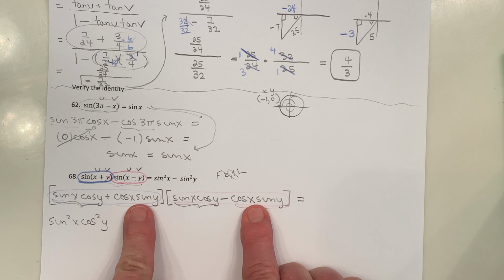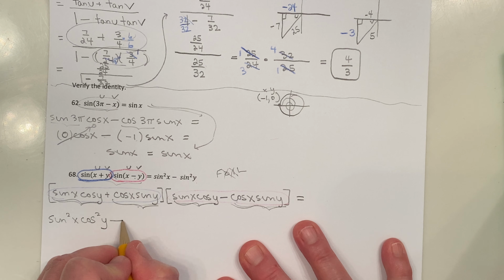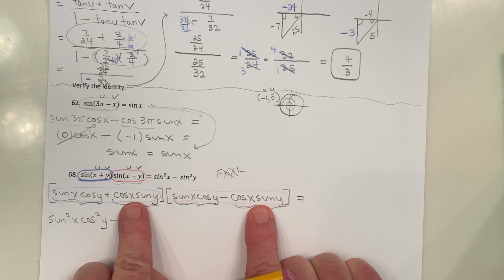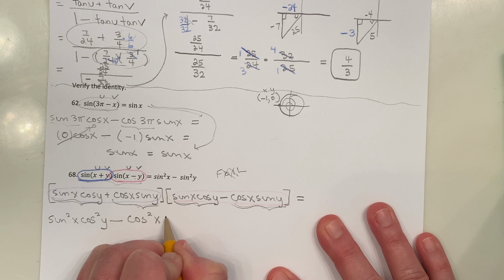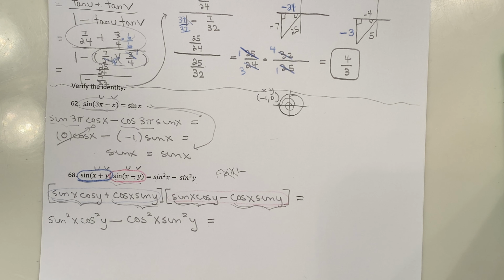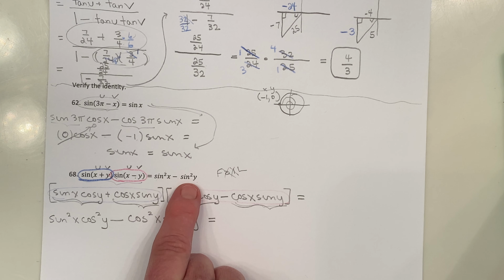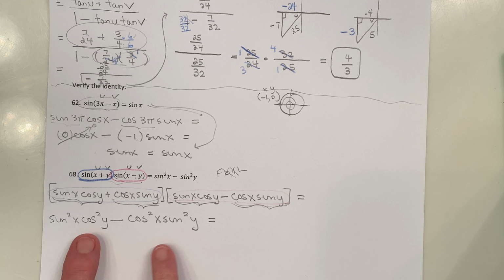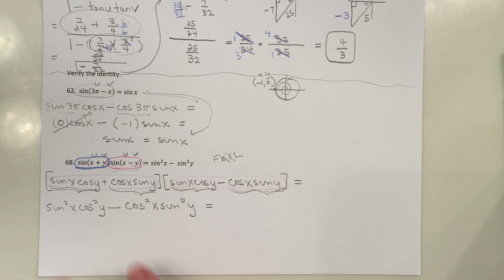Now multiplying these two last terms together right here, this term and this term, I'm going to get minus, and then these multiplied produce cosine squared x, sine squared y. Okay, let's stop right here and think about what we have and what we're trying to get. We don't need cosine squareds in our answer, so that kind of suggests that let's get rid of the two cosine squared terms by using a Pythagorean substitution.